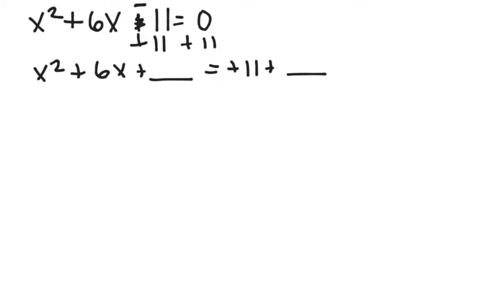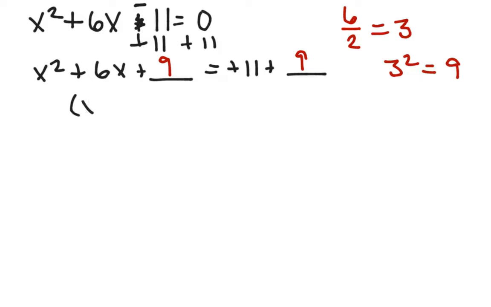So we now need to figure out what number goes in the blank. Take the 6, divide it by 2. That gives me 3. Take the 3, square it. That gives me 9. Add that 9 to each side. Factor my left side, and that gives me x plus 3 quantity squared. On the right side, that gives me 20.